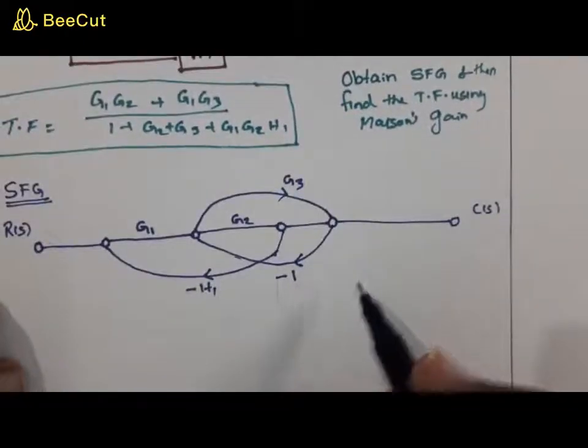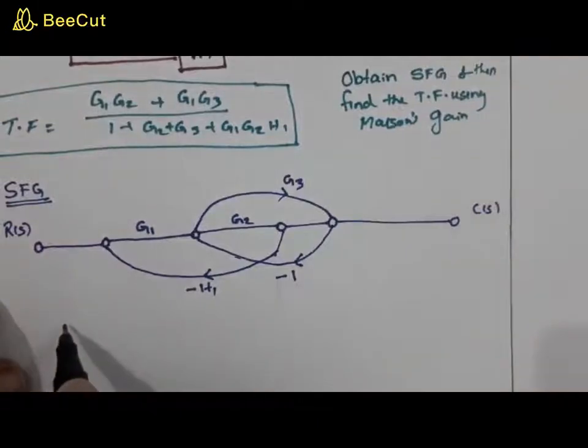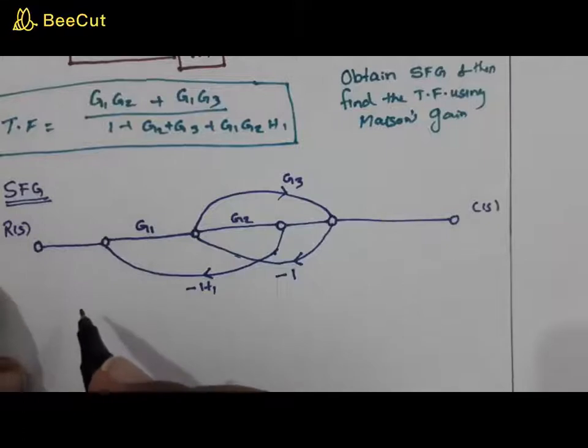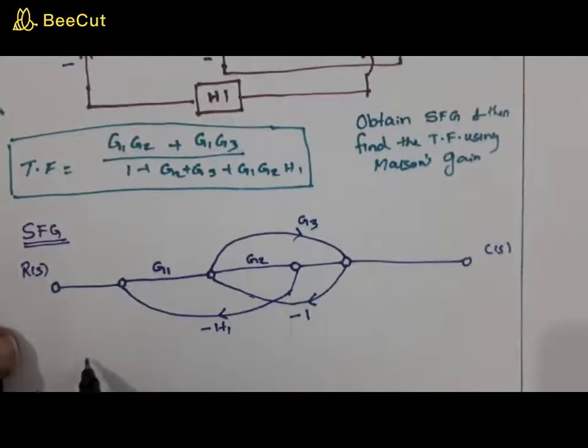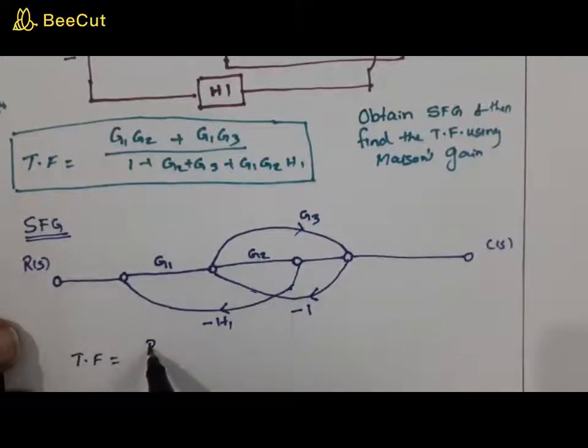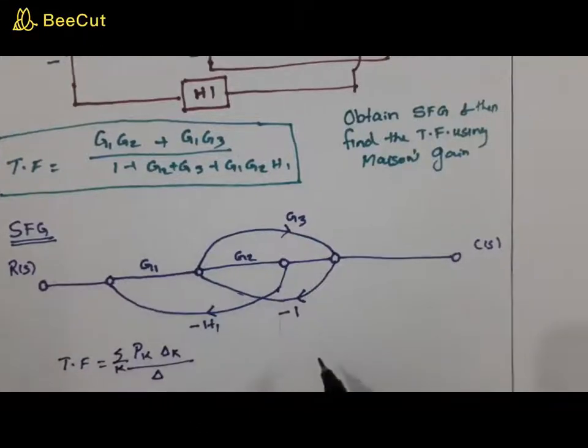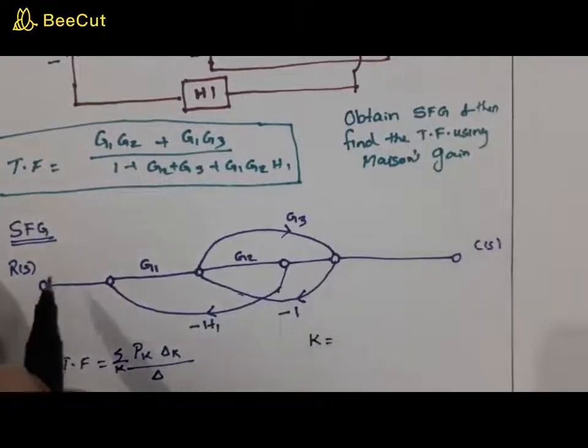Now let us find the transfer function using Mason's gain formula, and the transfer function is given by the sum of Pk into delta k, divided by delta. The first objective is to find out the Pk. How many forward paths are there?